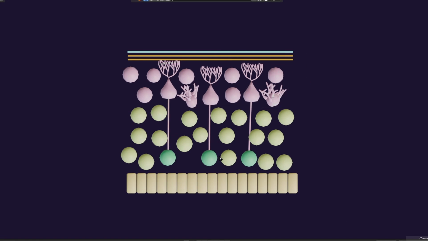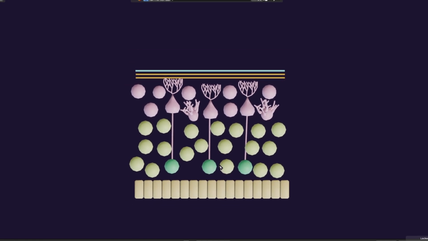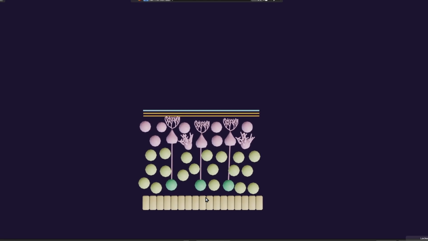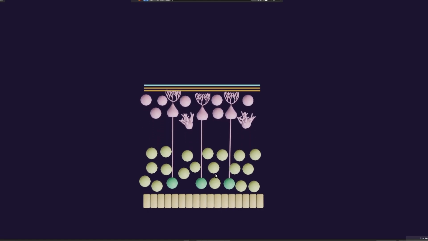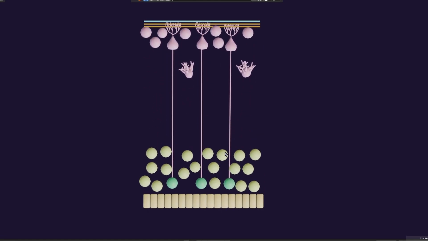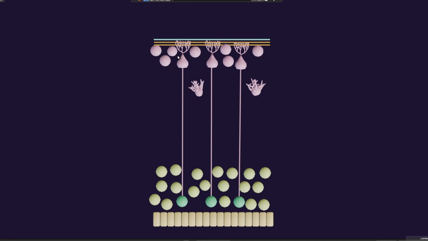As they say, seeing is believing. So let's watch the animation to understand what is happening here. So here is the situation. As I have told you, the axon will reel out from the Purkinje cell.